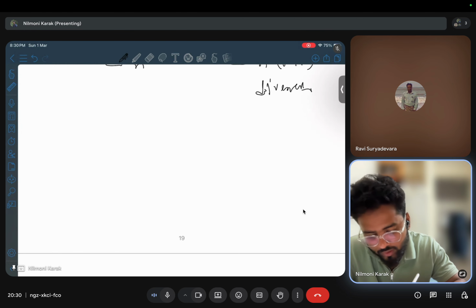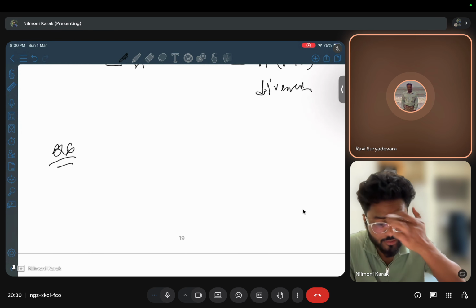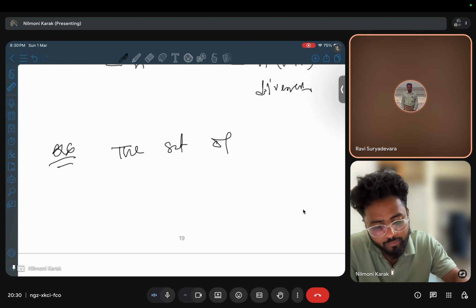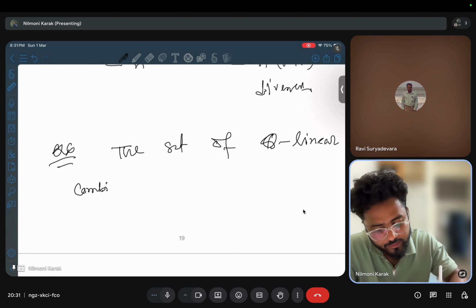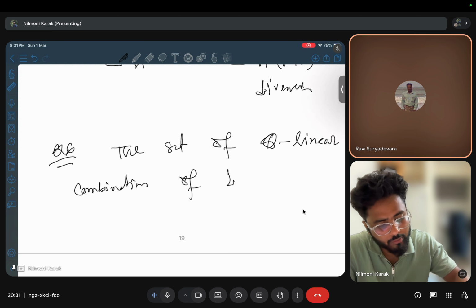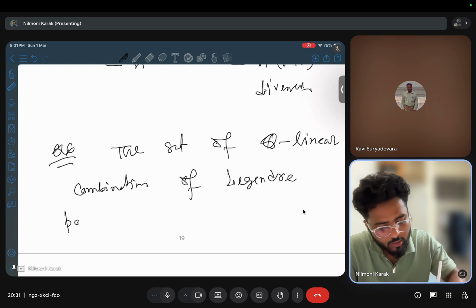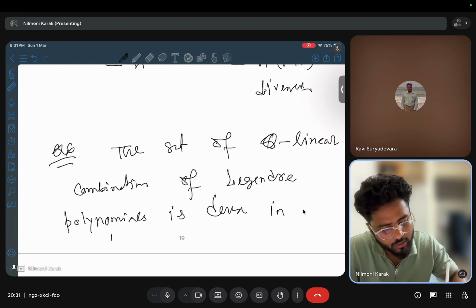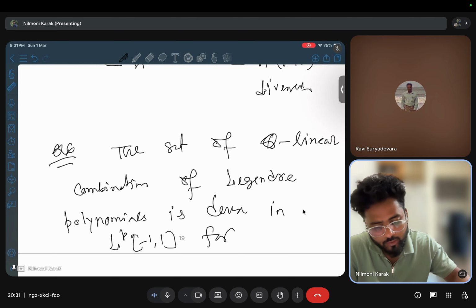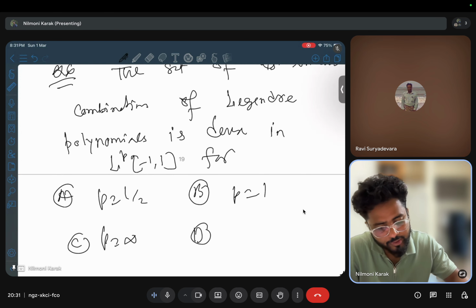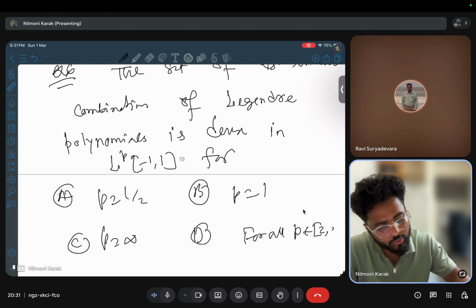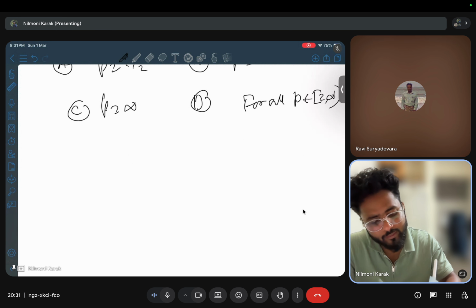Okay, so last question, question 6. The set of Q linear combinations of Legendre polynomials is dense in L^p of minus 1 to 1 for: option A, p equals half; option B, p equals 1; option C, p equals infinity; option D, for all p belonging to 2 to infinity. This is a simple question.